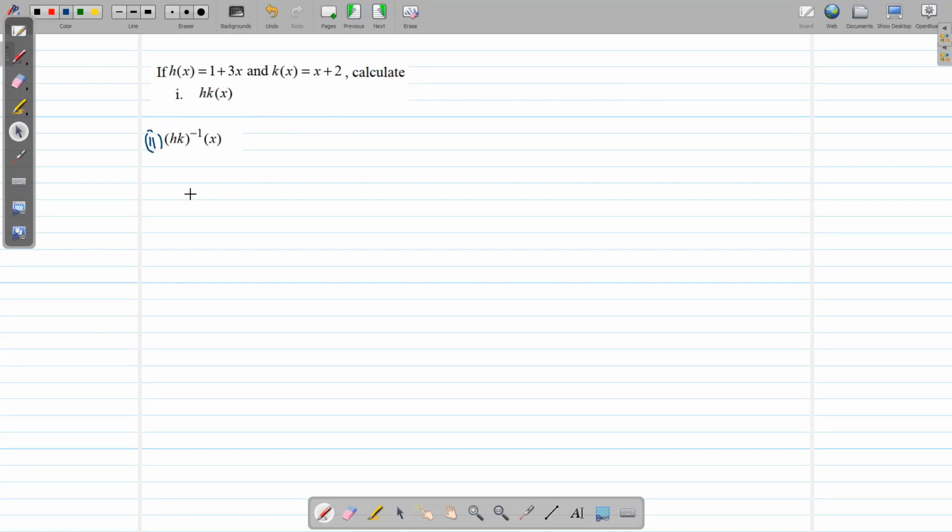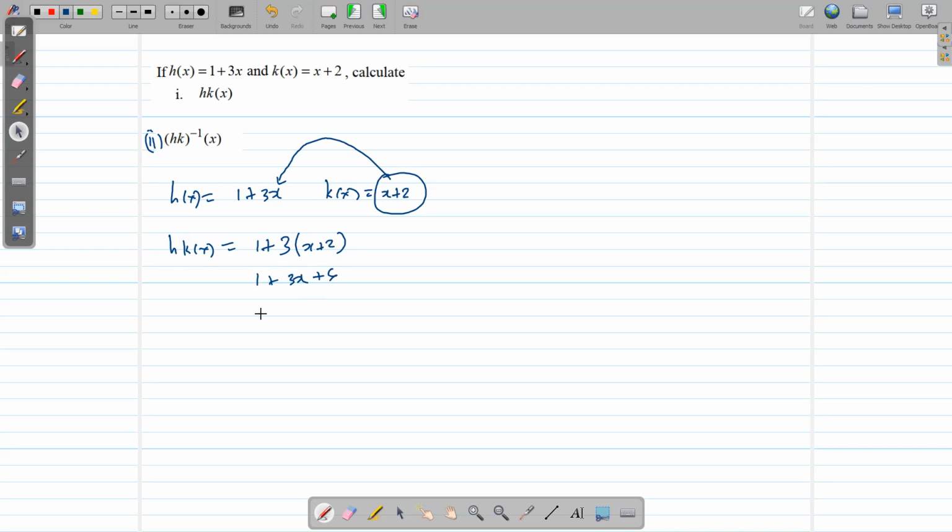So to find the composite function, what we're going to do is write the first function first, that is h of x is equal to 1 plus 3x, and k of x is equal to x plus 2. And now we're going to take this x plus 2 and put it for x in h of x. So h of k of x is equal to 1 plus 3 times x plus 2, which gives us 1 plus 3x plus 6, which gives us 7 plus 3x.